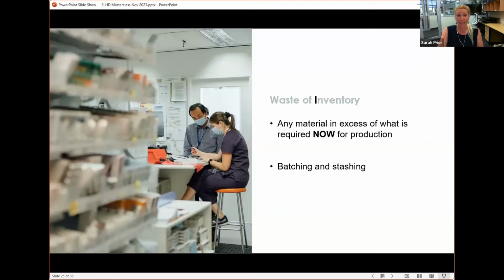Waste of inventory, also fairly self-explanatory. So that's any material in excess of what is required now for the care of patients. So, for example, keeping large amounts of stock just in case it becomes unavailable. So usually because you don't trust the supply chain. But that then results in expired stock that needs to be disposed of. So another example is excess emails. So that's considered inventory as well. Or things like pre-printing forms that might not be used.